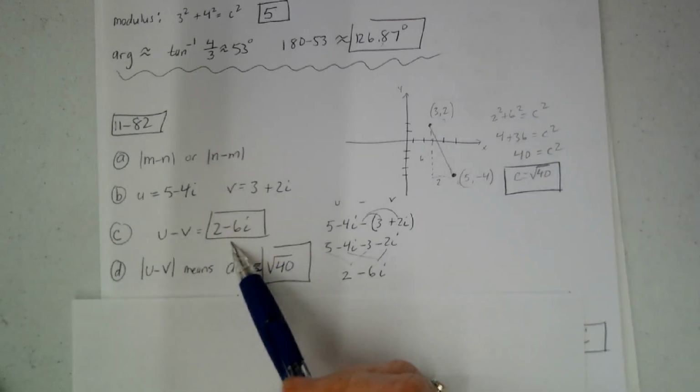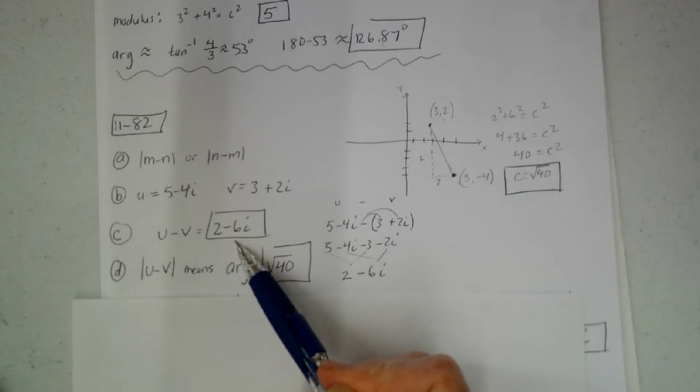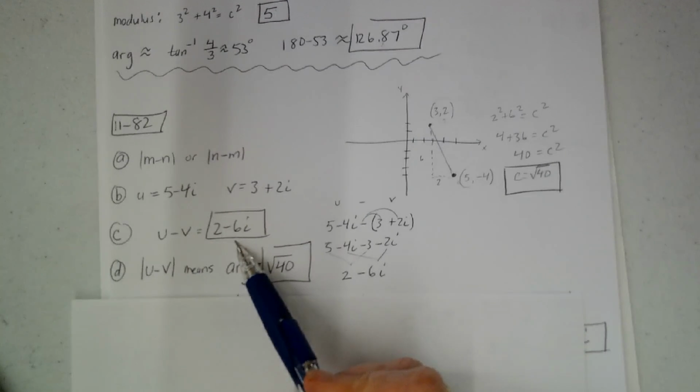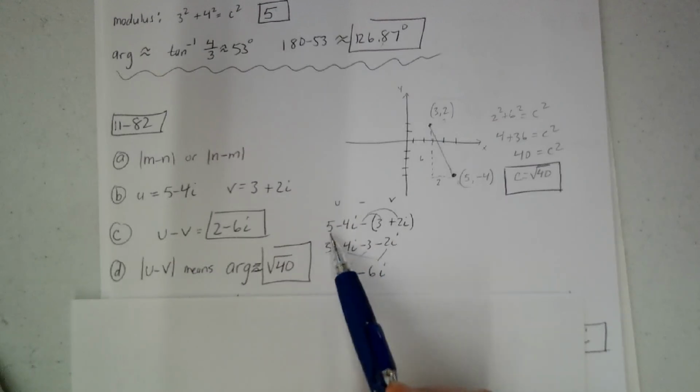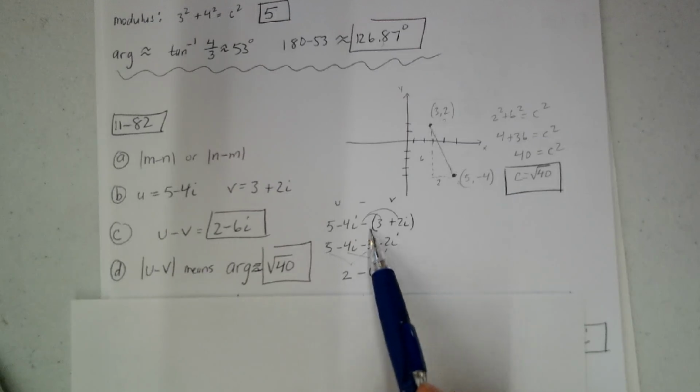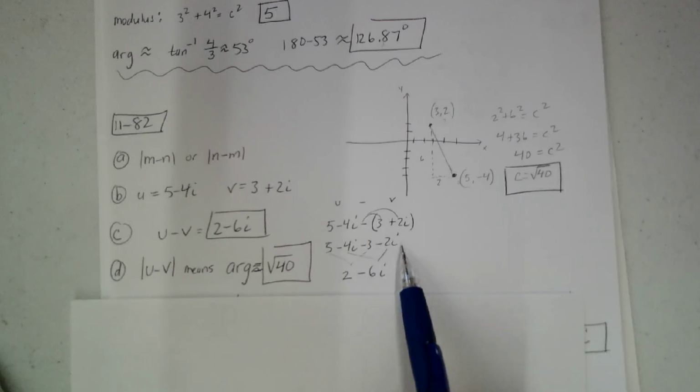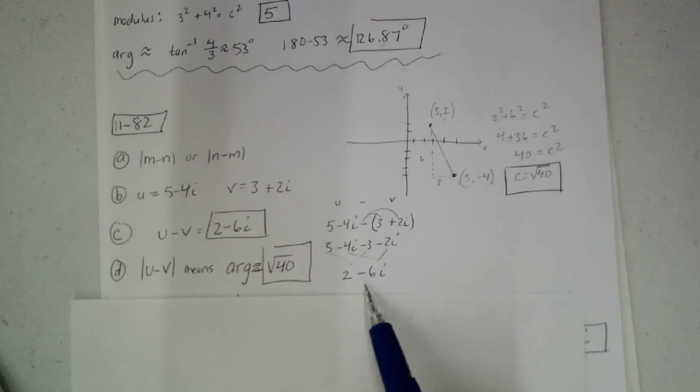2 minus 6i. We're on letter C. Oh no, it said evaluate them. So I evaluated them, u minus v. So there's u, there's v, there's a minus sign. I had to distribute it, and I had to combine like terms. That's how I got that.